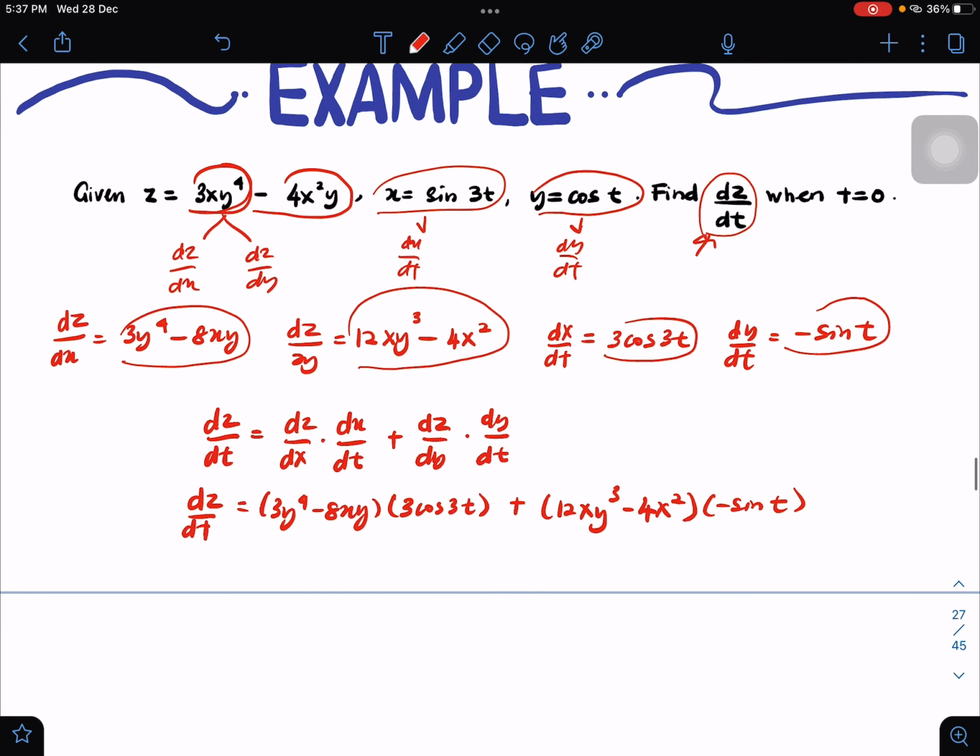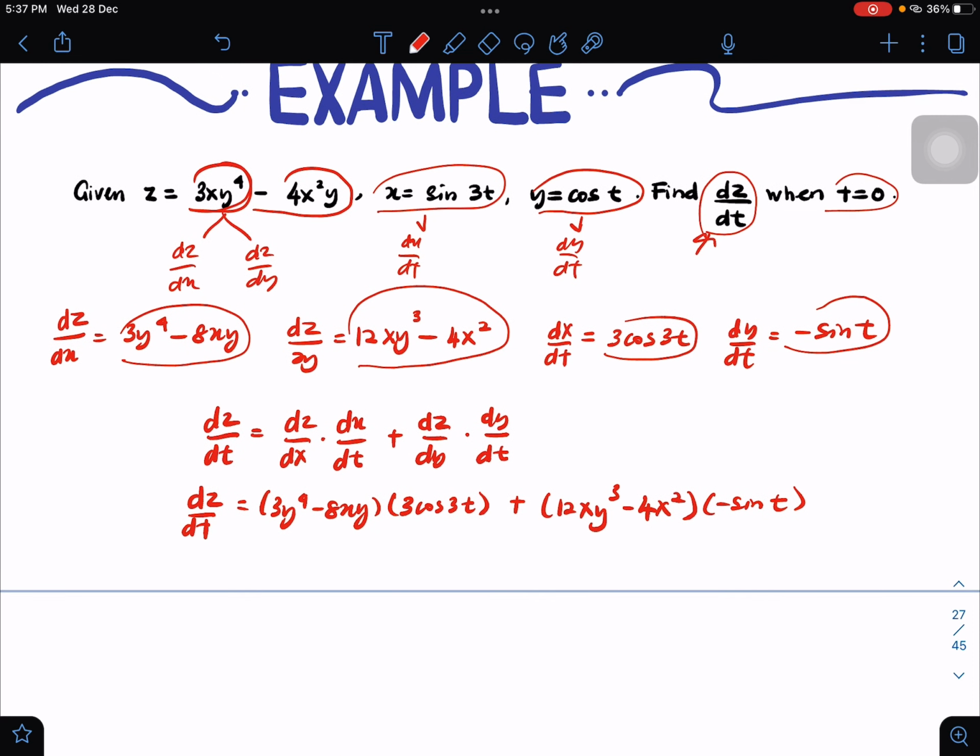The question asks you to find this when t is equal to 0. So when t is equal to 0, what is your x, what is your y? Find x and y first. x is sine 3t. When t equals 0, x is equal to sine 0, which is equal to 0. y equals cos t. When t equals 0, y equals cos 0, so y is equal to 1. Now you have x is 0, y is 1, t equals 0.